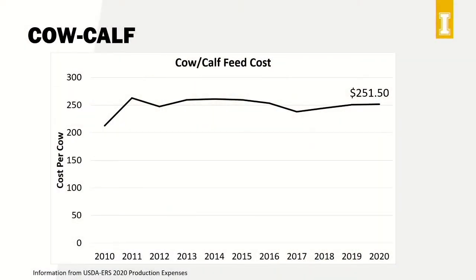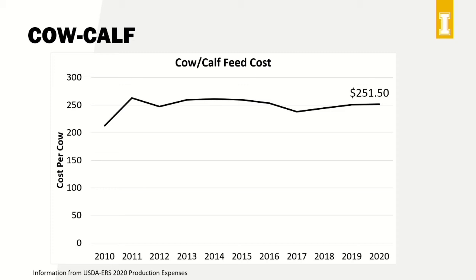Then we have the cow-calf producers. What do the cow-calf producers really care about when it comes to cost of production? Well, it's their feed cost. Their feed costs were actually higher this year. I think you'll get some more information on that when we have the hay and forage outlook and also the beef outlook.